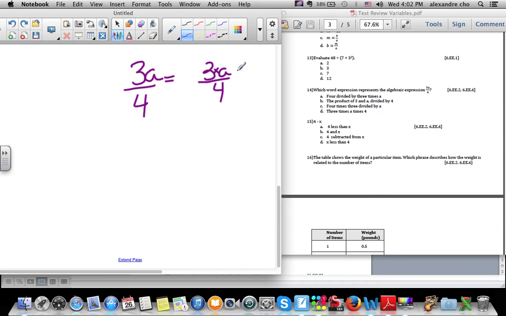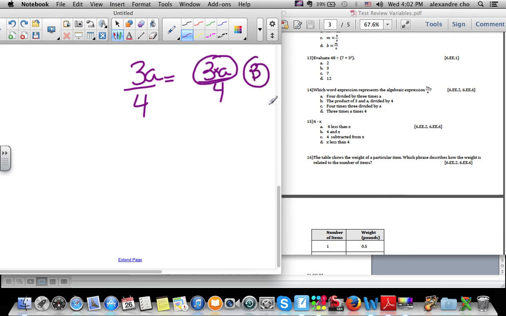So right away A is out, because it started with 4 divided. No, 4 is in the bottom. That's gone. B, the product of 3 and A. Okay, the product means the multiplication. So the multiplication of 3 and A divided by 4. Oh, ding, ding, ding. We have a winner. B is the correct choice.